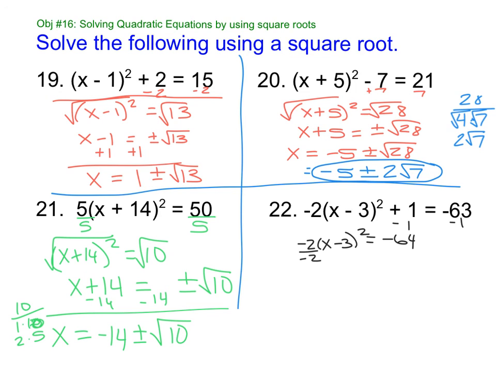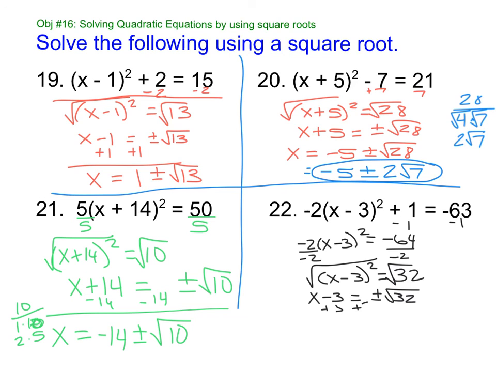Divide by negative 2. x minus 3 squared equals 32. Square root of both sides. x minus 3 equals plus or minus root 32. Add 3 to both sides. x equals 3 plus or minus root 32.